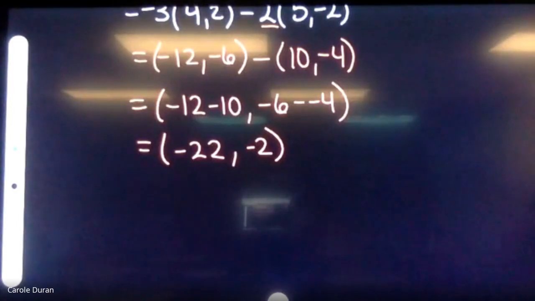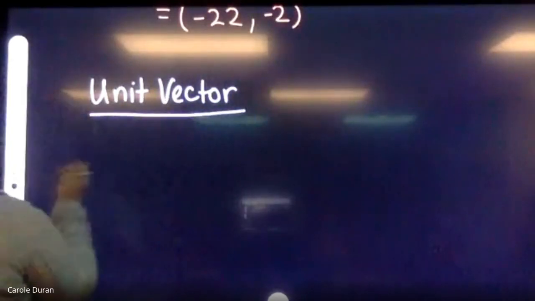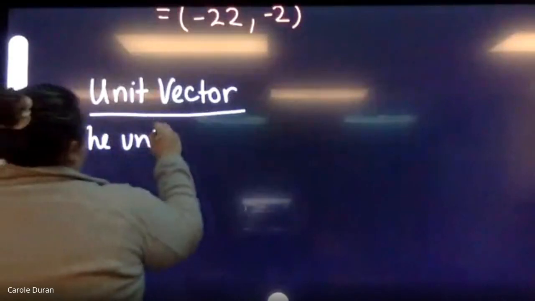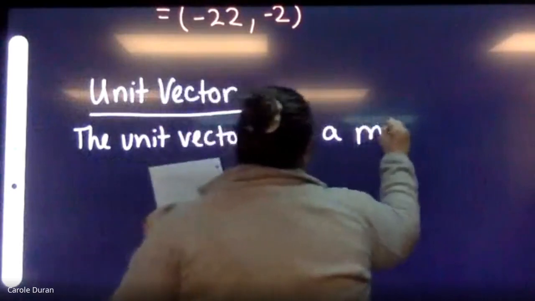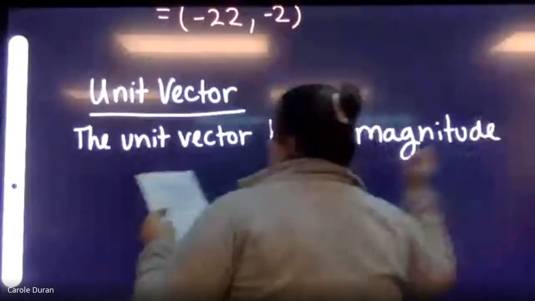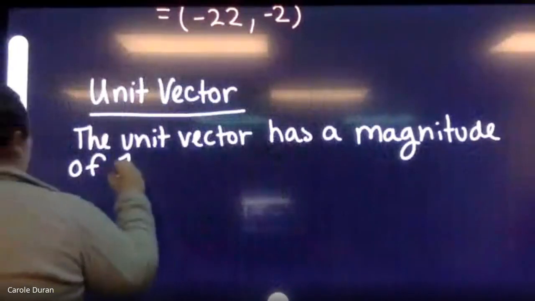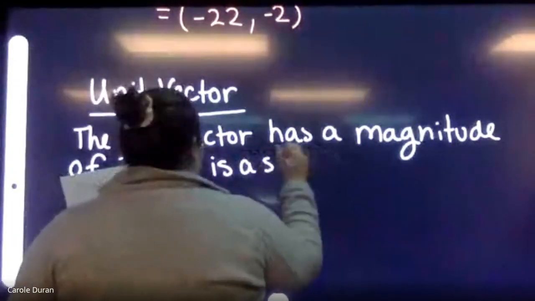Okay. So what we have next is called our unit vector. This is a special kind of vector with a couple very unique characteristics that we're going to go ahead and write down. So the unit vector has a magnitude of 1 and is a scalar multiple of our vector v.